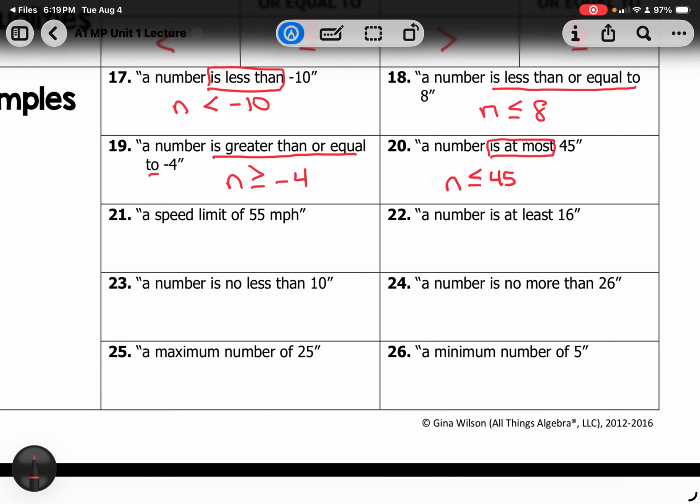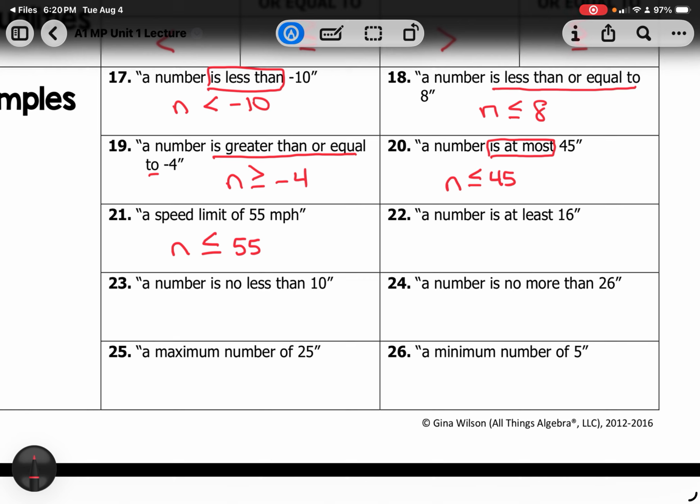Number 21, a speed limit of 55 miles per hour. Okay, so the speed limit is our n, and it's 55. So if it's a speed limit, does that mean I can go faster or slower than 55? Well, I have to go slower than 55, or I could go exactly 55. So it would be less than or equal to 55.